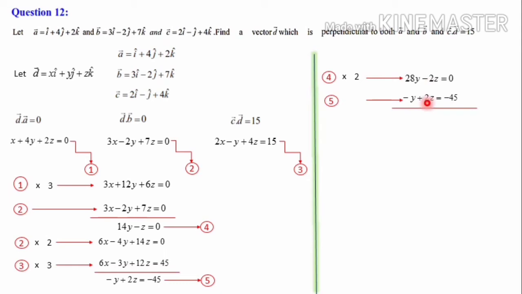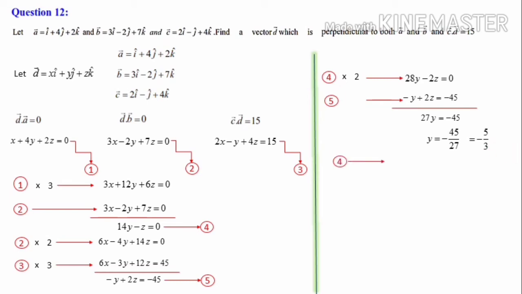Minus 2z and plus 2z, when you add these two, this becomes 0. We just add it. 28y minus y is 27y. 0 minus 45 is minus 45, so y is equal to minus 45 by 27. When you cancel by 9, we will get minus 5 by 3. The y value we have got is minus 5 by 3.